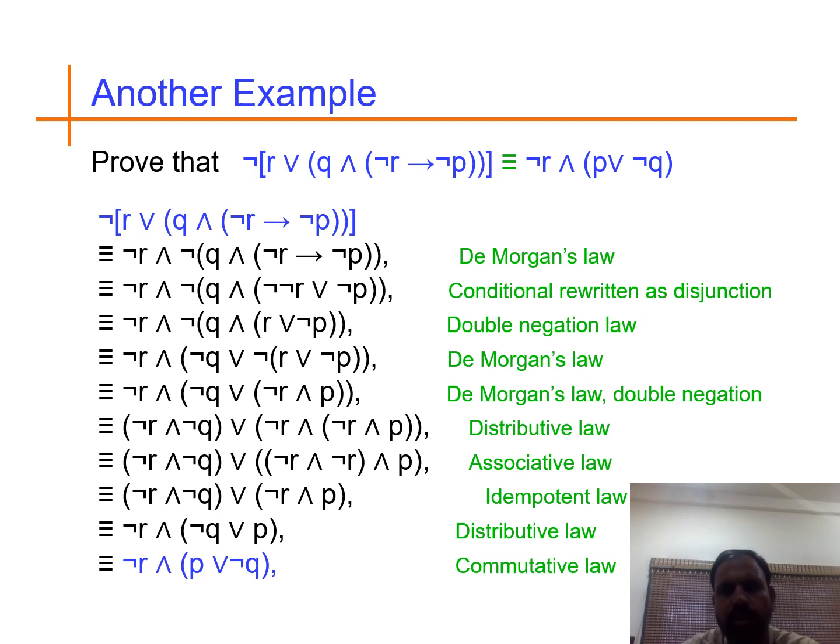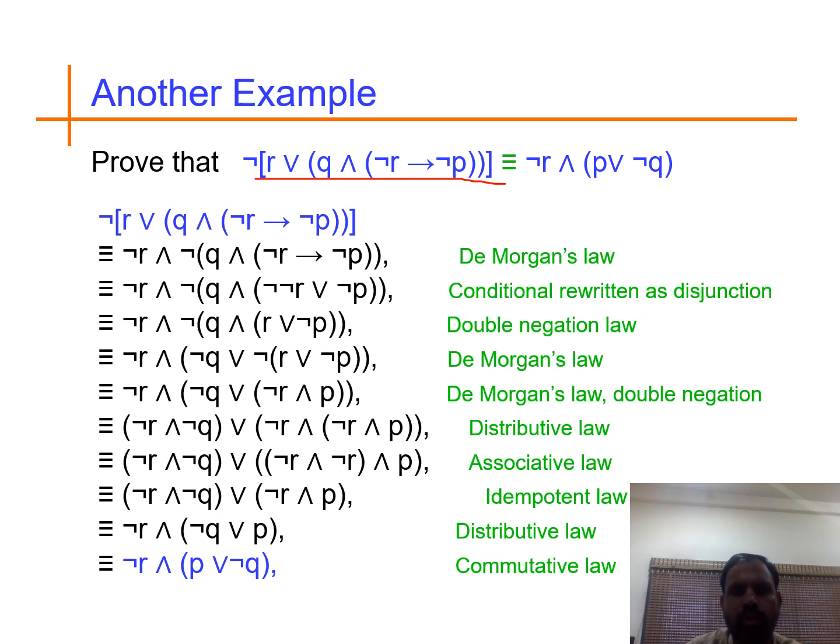Now another example for this. Prove that the negation of this is equivalent to the negation of this: R or Q and negation R implies negation P equivalent to this. So we take the right hand side and we use different logical laws on this side, and we will make it into the left hand side.